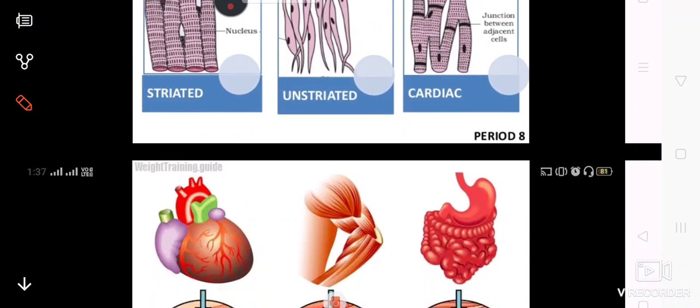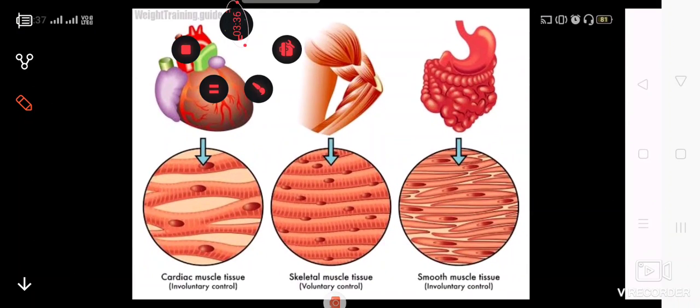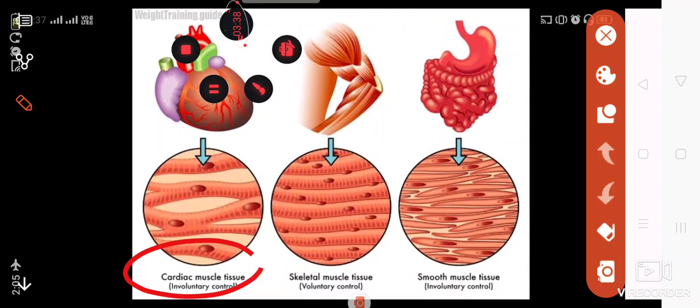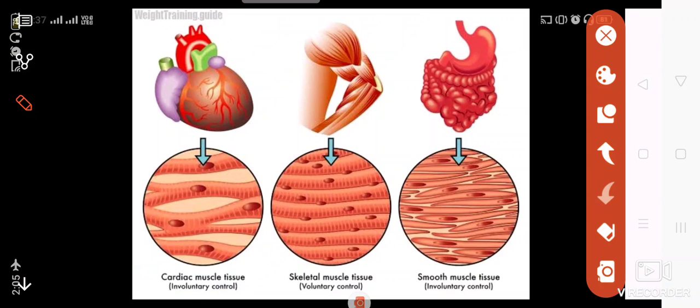Let us see where these are present. Your cardiac muscular tissue is present in the heart. These make up the complete structure of the heart. The walls of the heart are made up of cardiac muscles, and these cardiac muscles never get tired. These continuously move and move, and their function is involuntary in control.